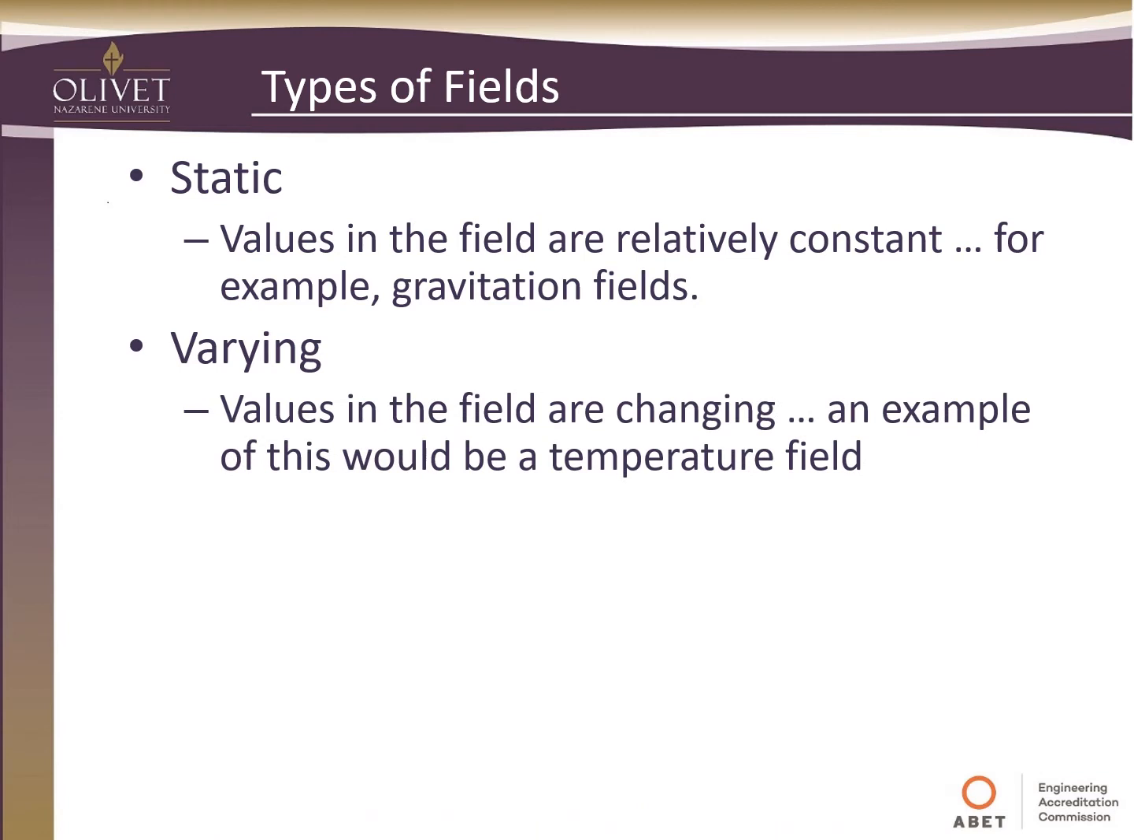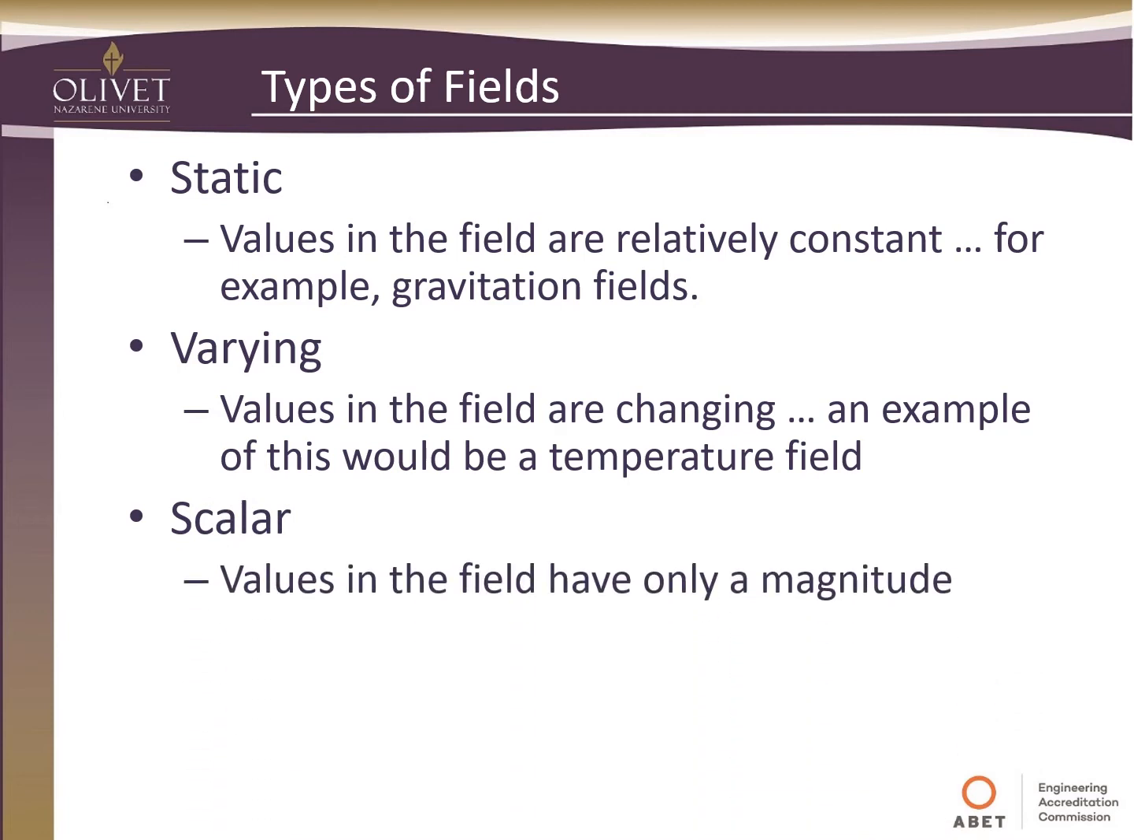You can have a varying field. Values in this type of field are always changing. An example of this would be a temperature field. Like if we derived a function for a field in a room that told us the temperature at any point at any time, that could be a varying field.